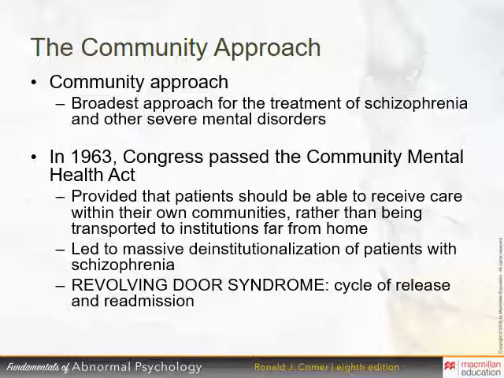What ended up happening, however, is that it led to massive deinstitutionalization of patients with schizophrenia. So literally, they opened the doors to institutions throughout the country and released people. The problem here is that, as we've said before, there's a really strong impact on the course of treatment for people who have positive familial support, versus people who don't have familial support at all or any other resources, or have familial support but it is not positive. So essentially what this did is create a revolving door syndrome, a cycle of release from institution and then shortly thereafter readmission to institutions.